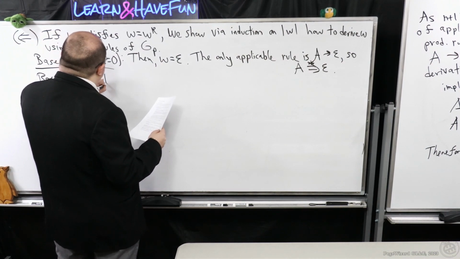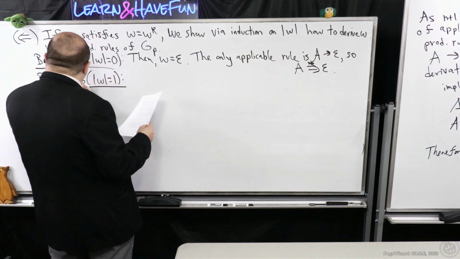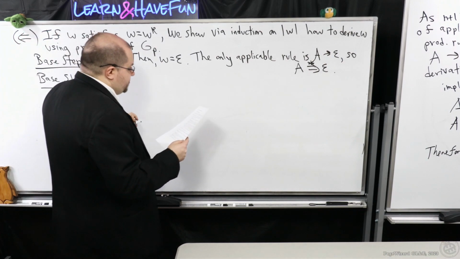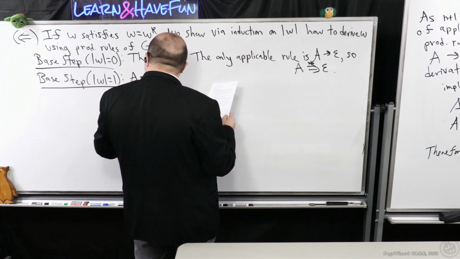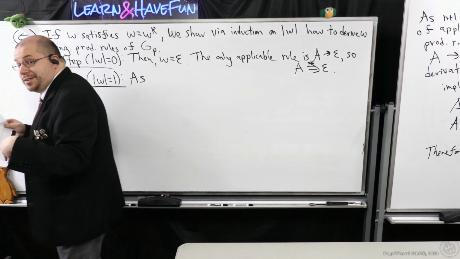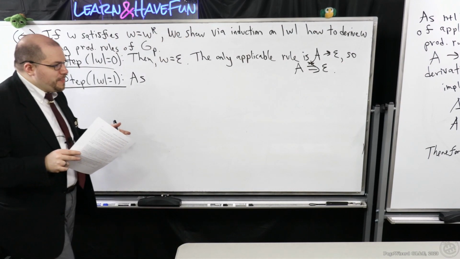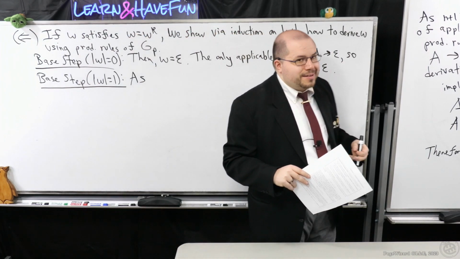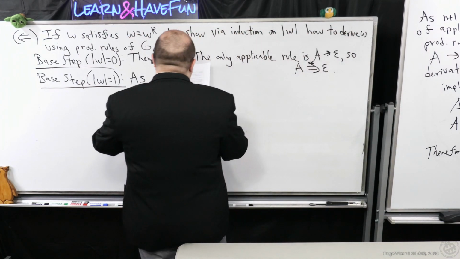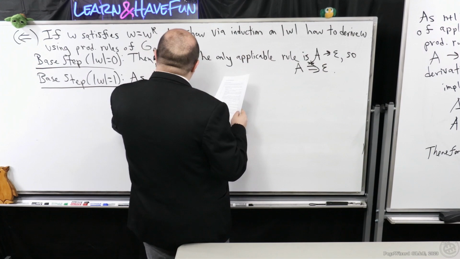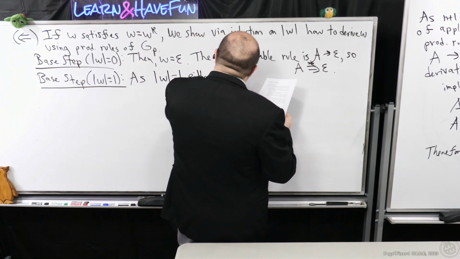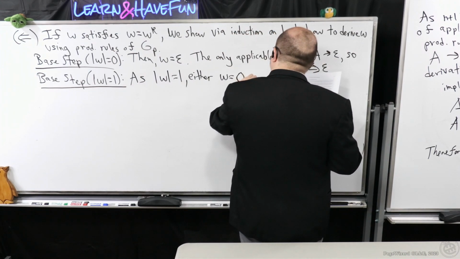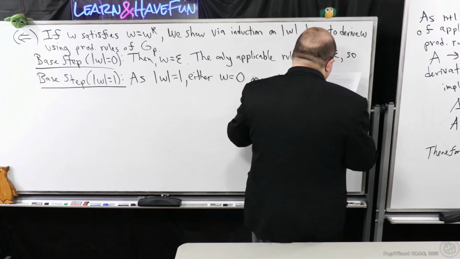So now let's consider the base step when the length of the string is 1. This reasoning is going to be nearly identical. It's just now it's just going to be with 1 or 0, right? Those are the only possible palindromes with length 1. As the length of the string is 1, either W is 0 or W is equal to 1.